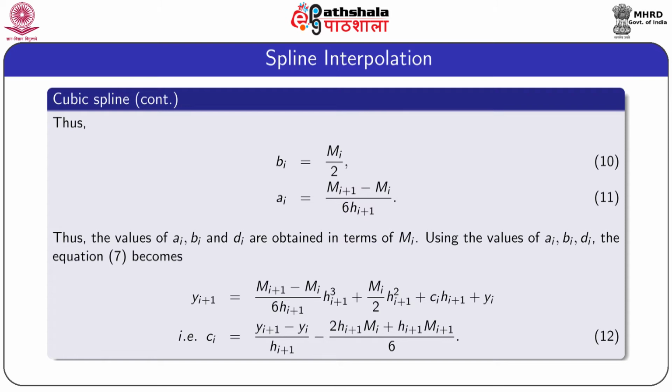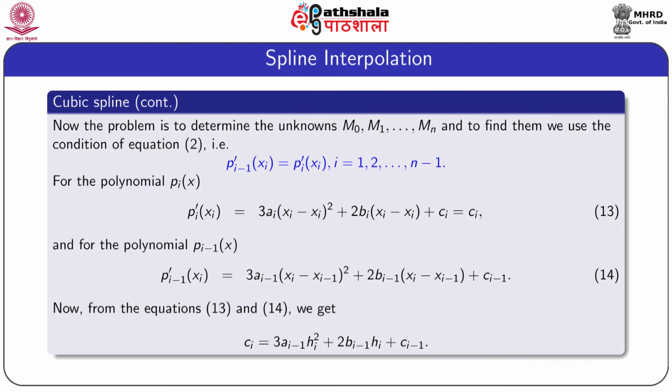Therefore, we can say that the values of a_i, b_i, c_i and d_i are available in terms of the unknown quantities M_0, M_1 to M_n. And to find these values, we use condition 2 mentioned in the first slide. That is, the first derivative of the polynomial p_i-1 and the first derivative of the polynomial p_i are equal at the point x_i, for i equal to 1 to n minus 1. So, for this condition we obtain another equation.